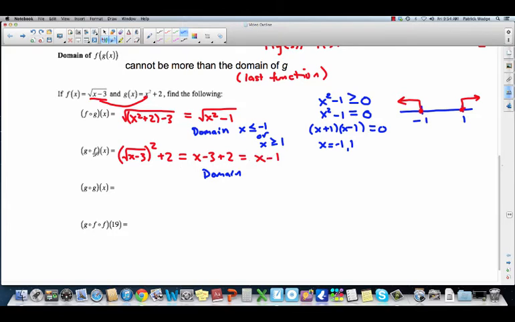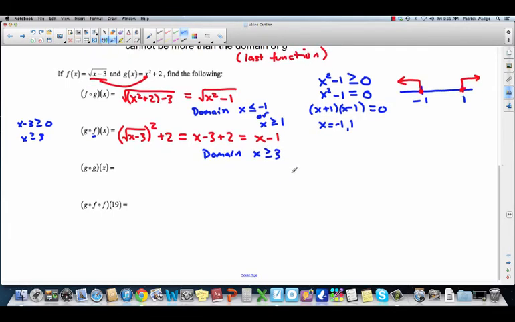We also have to look at this function f. So we look back at f. Can x be anything here? No way. This x minus 3 has to be greater than or equal to 0. This is not quadratic, so these are easy to solve. Just move the 3 over. x is greater than or equal to 3. So the domain is that x is greater than or equal to 3. Doesn't work for x values lower than 3.